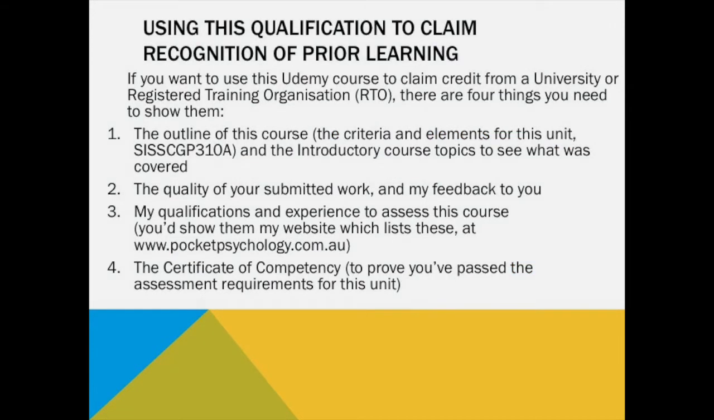Now this part's important if you're trying to use this qualification to claim recognition of prior learning, or RPL. So if you want to use this Udemy course to claim credit from a university or a registered training organisation, that's an RTO, there are 4 things you need to show them. Firstly, the outline of this course that includes the criteria and the elements for this unit, SISS CGP 310A. And you might also show them the introductory course topics to see what was covered.